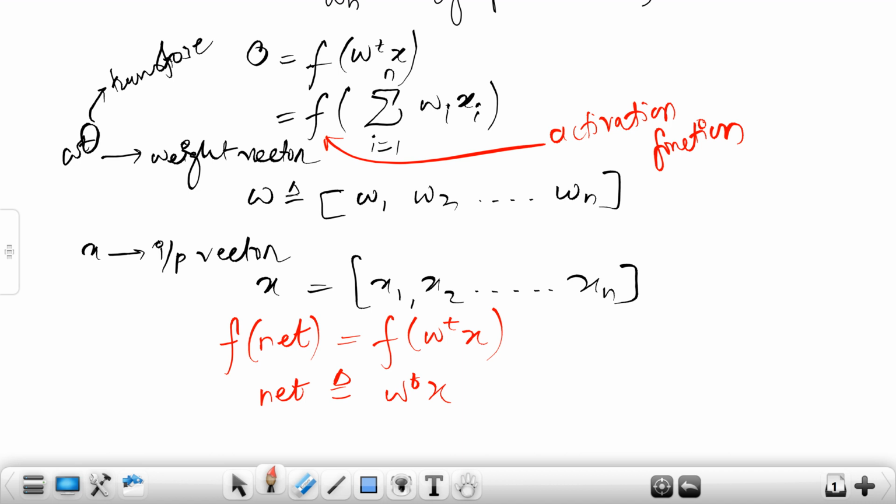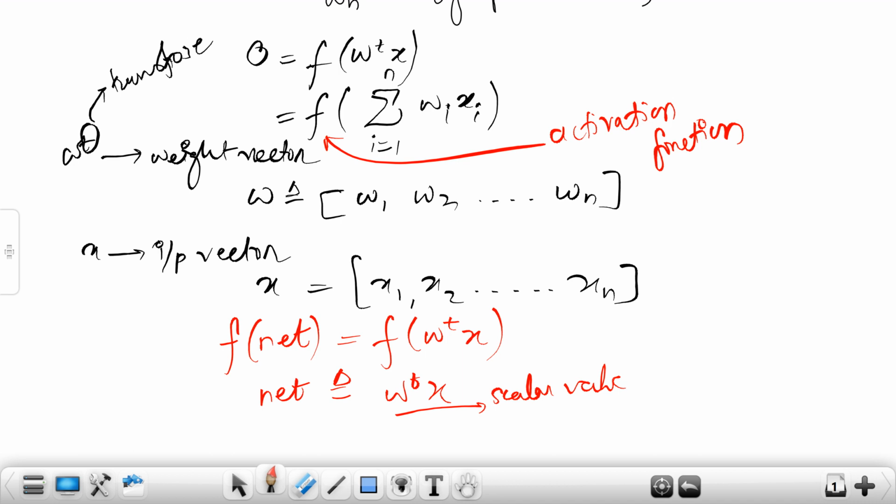And f(net) will be the activation function. Now, how does this activation function look? There are different kinds of activation functions; we will look into that in this lecture itself. Net will give you a scalar value, by the way. It is a scalar product of the weight vector and the input vector, as I told you earlier.